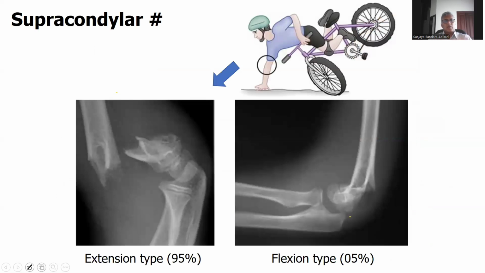Then supracondylar fractures. Again, the commonest reason is falling on the outstretched hand, especially when it comes to the extensor type. 95% of the time, it's extensor type, where the distal fractured fragment is pushed and angulated backwards. Then, in about 5% of the cases, it is flexion type, and usually flexion type is due to falling on the elbow itself. The distal fragment is angulated and displaced anteriorly.